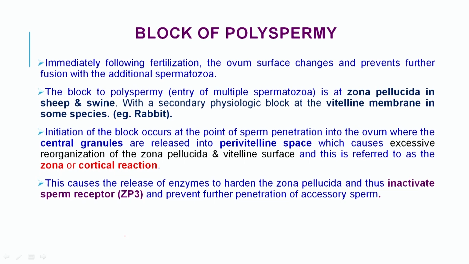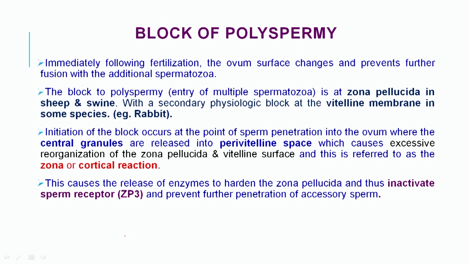Now the block to polyspermy. That is the process by which, once the first spermatozoon penetrates the oocyte, some chemical reactions take place at the zona pellucida and do not allow a second spermatozoon to enter, which would be deleterious for embryonic development. Immediately following fertilization, the ovum surface changes and prevents further fusion of additional spermatozoa.